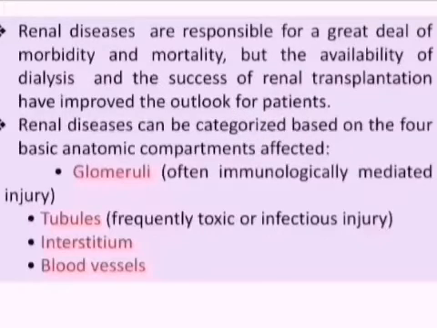Renal diseases أقدر أقسمهن إلى 4 مجاميع. حسب شنو؟ حسب الاناتوميك compartments اللي موجودة بالكدنيز. Number 1 glomeruli, often immunologically mediated injury. Number 2 tubules أو tubular diseases, frequently toxic or infectious injury. Interstitium, and lastly blood vessels.